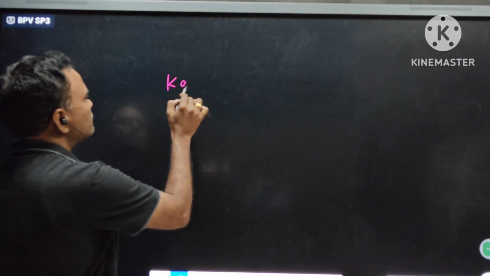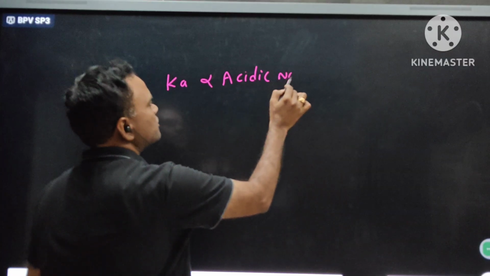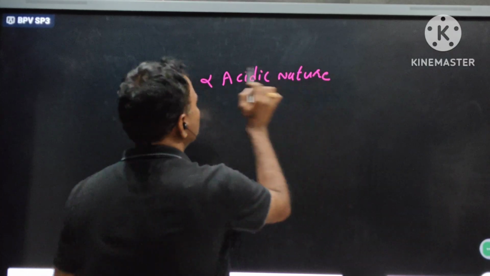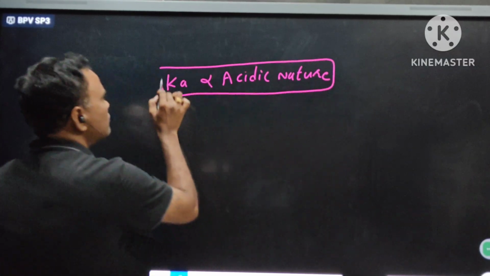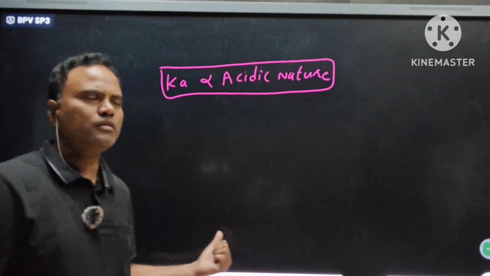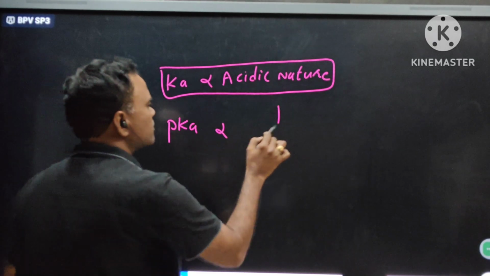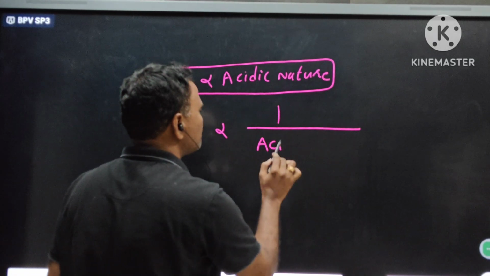Look at this, all of you. Ka is directly proportional to acidic nature. If the Ka value is more, then the acidic nature is more. I have given that point now. Next, pKa. pKa is inversely proportional to acidic nature.